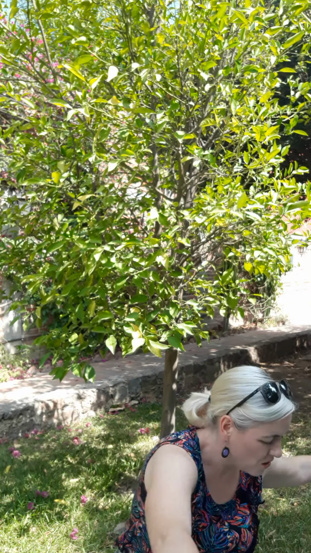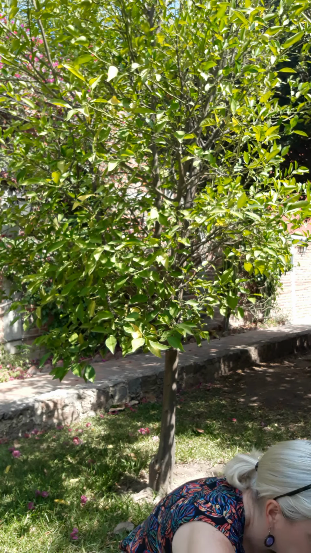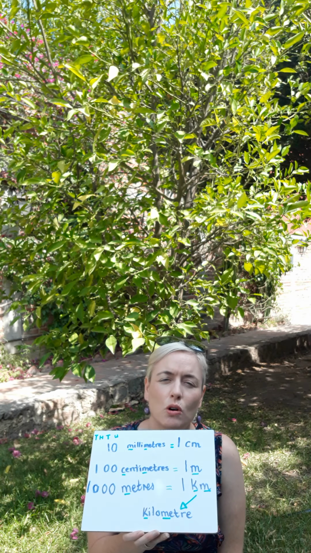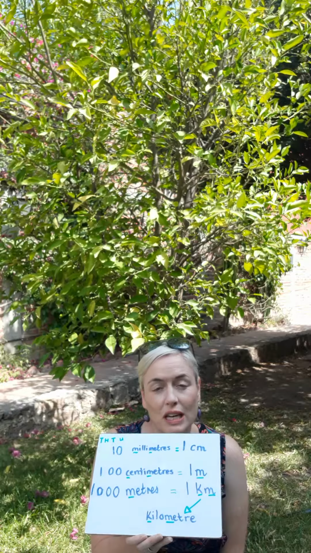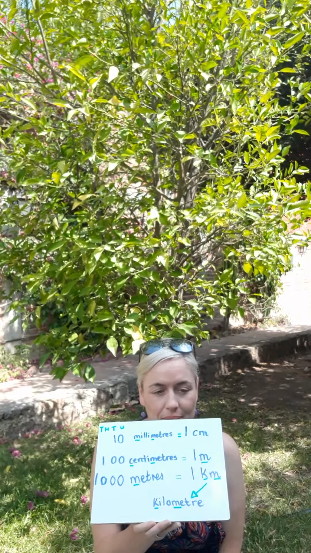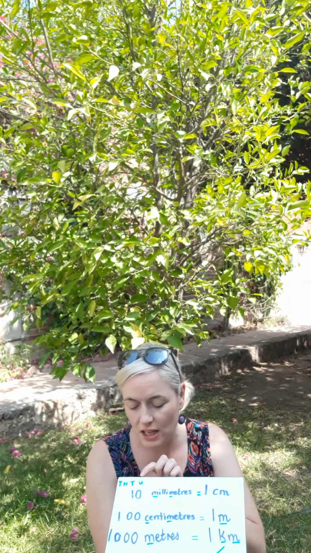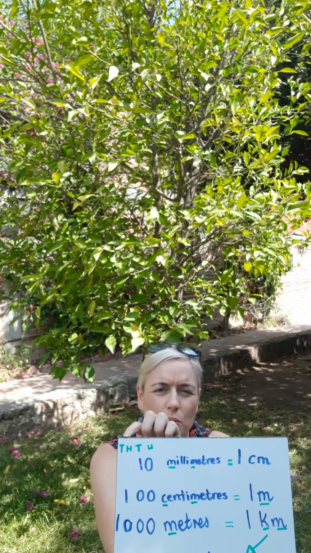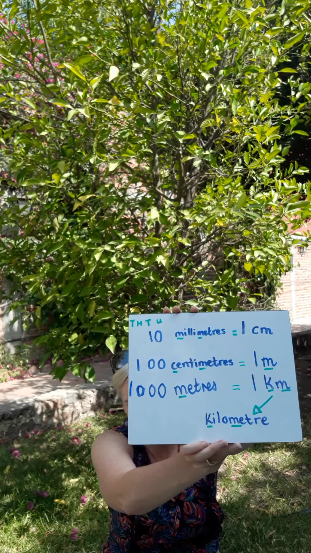So today we're not going to measure, actually, because that would be way too much, but what we're going to do is think of our kilometers. So 1,000 meters equals 1 kilometer, km. You can see here that I put units, tens, hundreds, thousands. So it's 1,000. Can you see that?